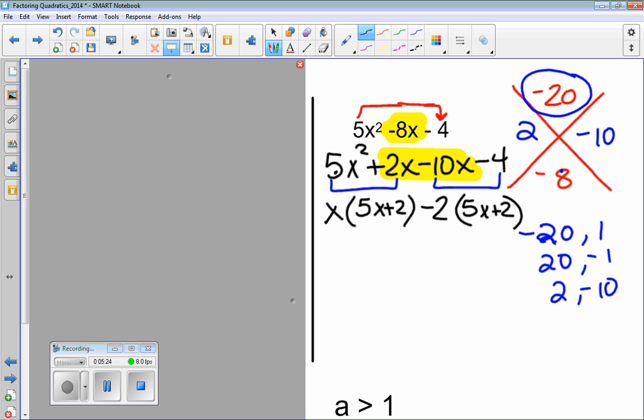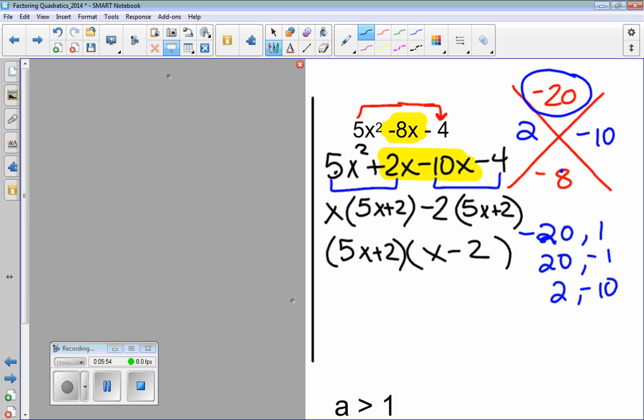Goes into both. It's called the GCF. Negative 2 goes into 10 and 2. Say that again? Why is it you do negative 2? Because I know these have to be the same, and I know that I want them to equal this. So 2 times 5 is 10, 2 times 2 is 4. So my two factors in this case are 5x plus 2, because that's the common factor, and then x minus 2 is the other one.